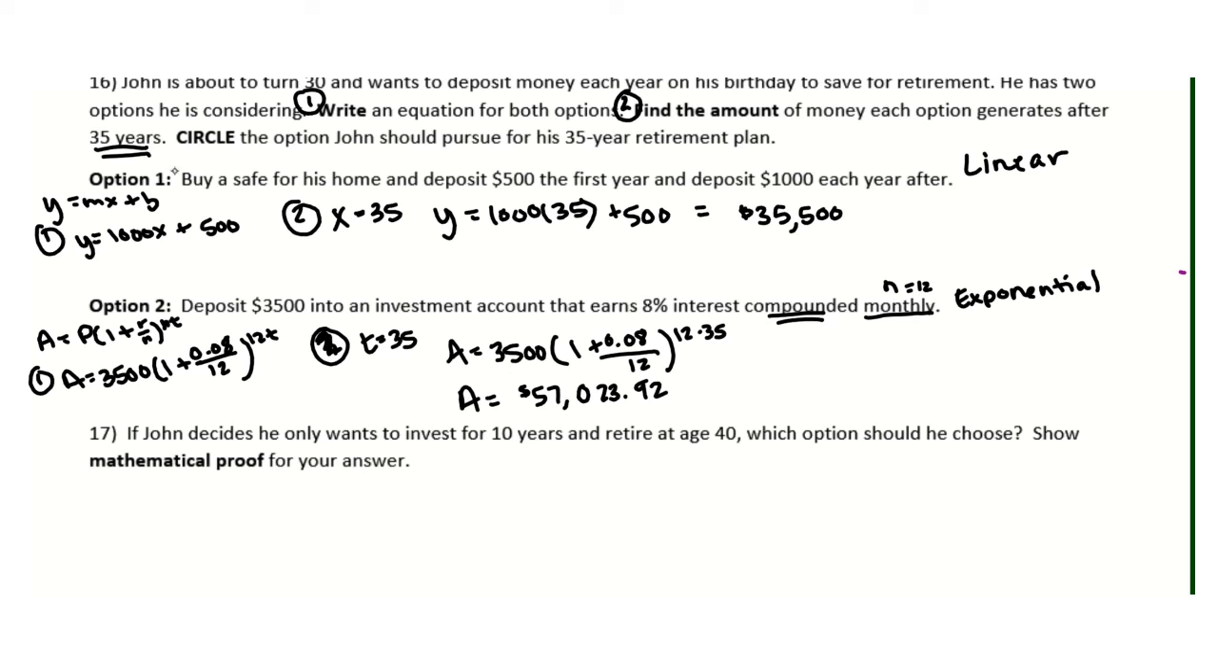The third thing that they ask for is to circle the option that John should pursue for his 35-year retirement plan. So which option is better? To have $35,500 for retirement or to have $57,023.92 for retirement? Well, option 2 gives us more money, so option 2 is the winner here. Remember that exponential growth functions will always eventually exceed linear functions.